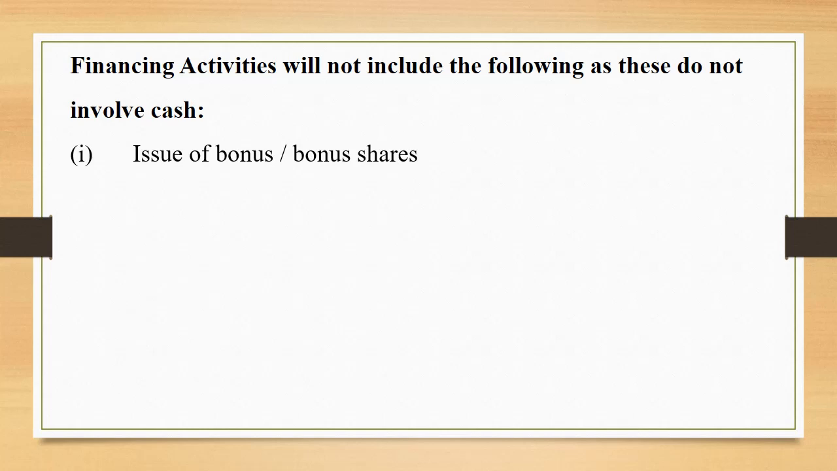First one, issue of bonus shares. Whenever the shares are issued as a bonus, we all know that reserves are utilized. So no cash is received for issue of bonus shares. So that's where this will not be a part of the financing activity. Conversion of debentures into shares. Again, you are converting debentures into shares, so no movement of cash. When there is no movement of cash, not to be included in the cash flow statement.